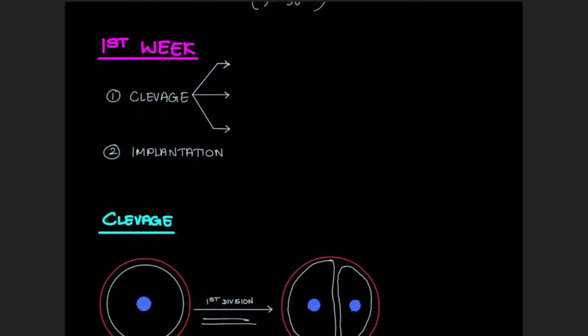As I told you earlier, we are going to discuss the first week in this video. The two major events happening in this first week are cleavage and implantation. You have heard about morula formation, blastocyst formation, that sort of thing. So where are they? Actually, cleavage has three subdivisions: compaction, morula formation, and blastocyst formation. So these are the three subdivisions of cleavage, and also there is implantation.